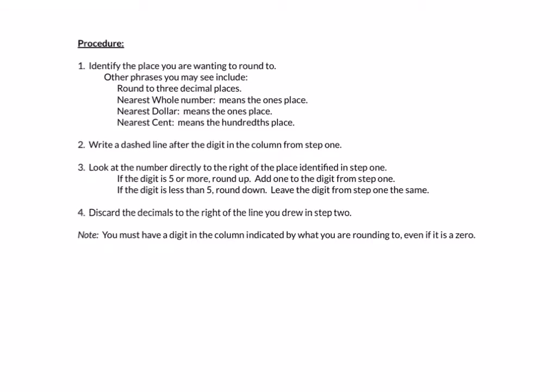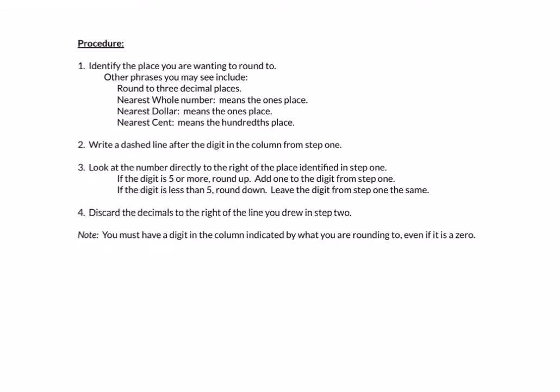Now one thing you can do to make this a little bit easier is we want to write a dashed line after the digit in the column from step 1. And I'll talk about why. After that, it's the same thing as before. We're going to look at the digit directly to the right. If it is 5 or more, we round up, so we're going to add 1 to the digit from step 1. And if the digit is less than 5, we round down, or we leave the digit from step 1 the same.